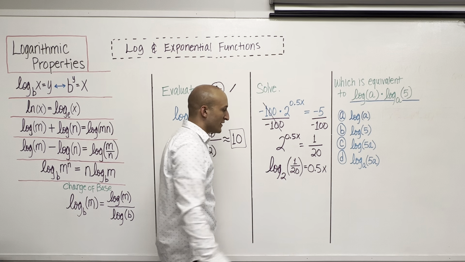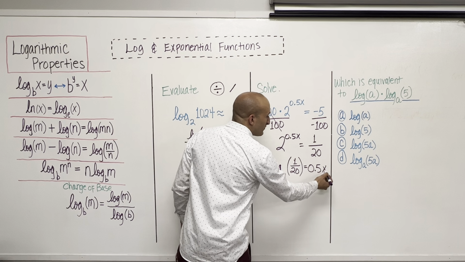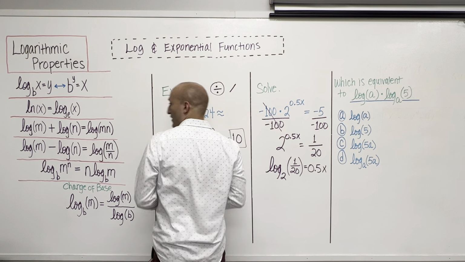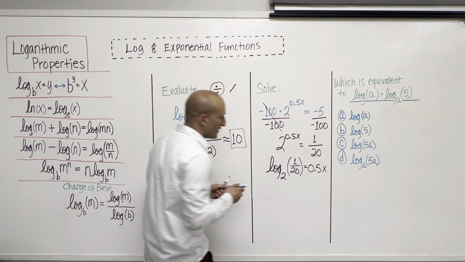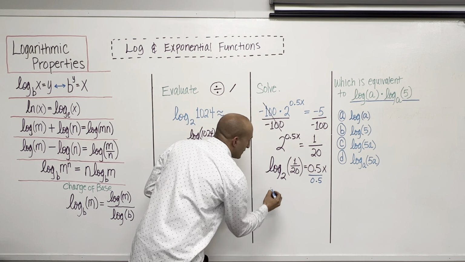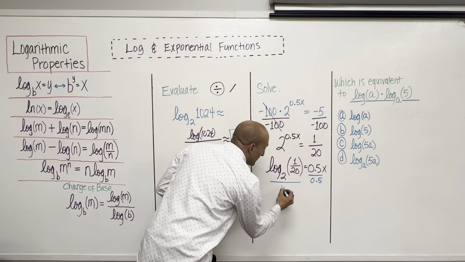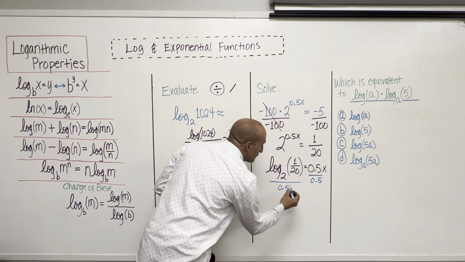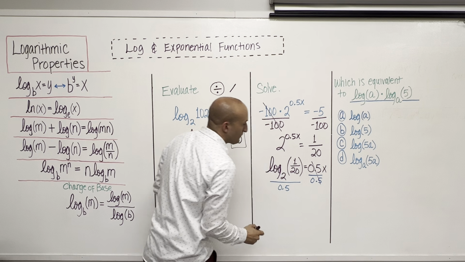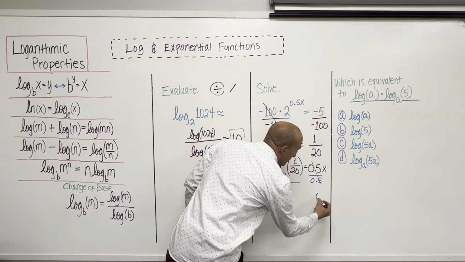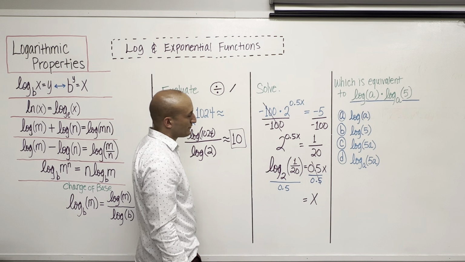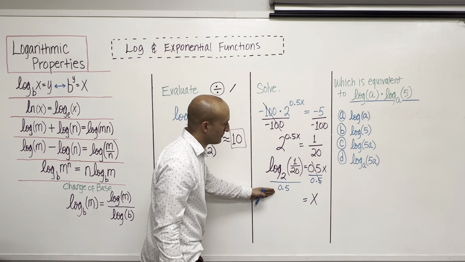Now, 0.5 is being multiplied to x, so what I'm going to do here is divide. So I'm going to divide by 0.5 to just isolate that x. 0.5 to both sides. This becomes 1. So I'm left with x equals all of this. Okay.